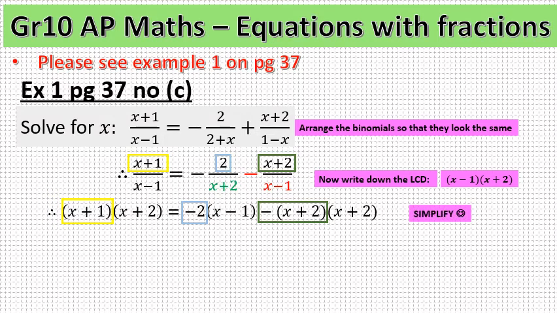Now it's really easy. All we need to do is FOIL and distribute and simplify as far as possible. The left-hand side, you can use the quick FOIL. You can FOIL out and you should get x squared plus 3x plus 2. The right hand side, we distribute the negative 2 to get negative 2x plus 2.